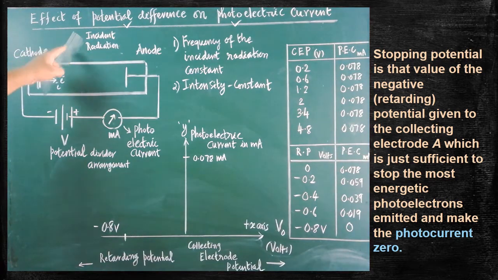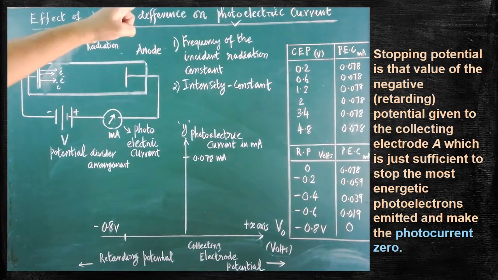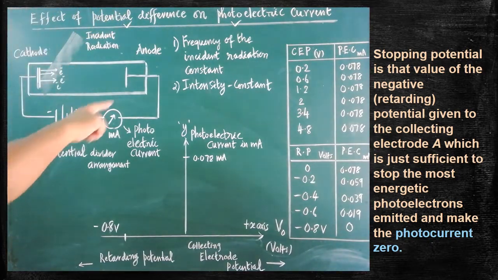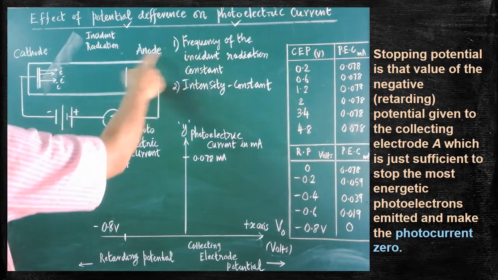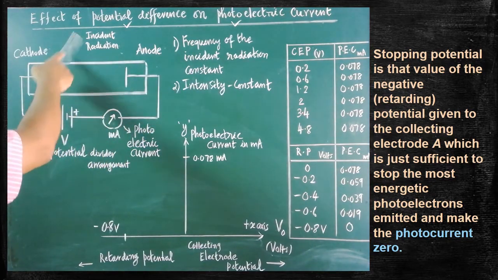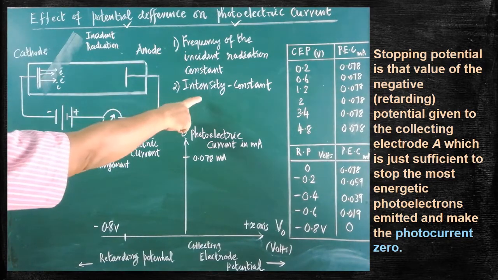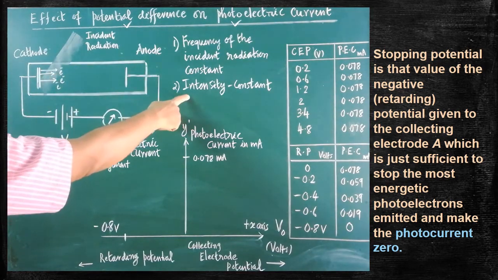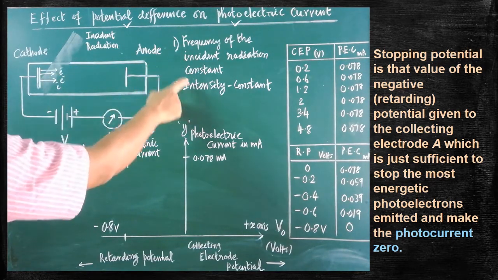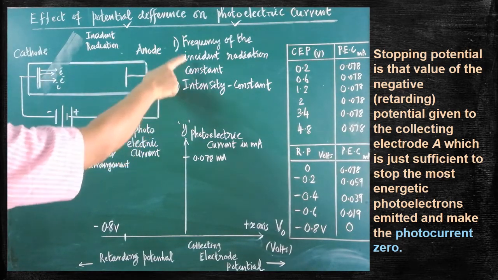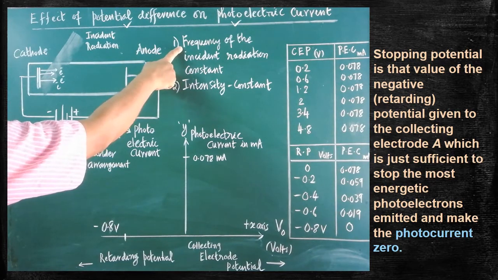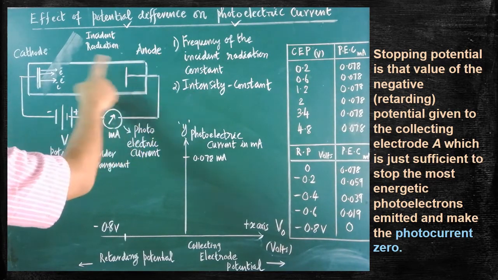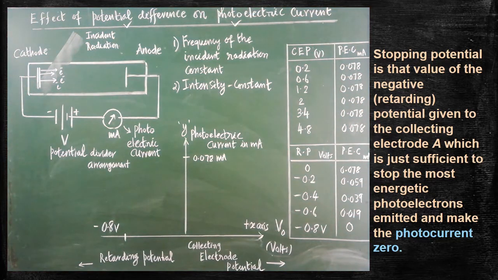The incident radiation frequency should not be altered while varying the potential difference and observing the photoelectric current. Which one should be kept constant? The frequency of the incident radiation must be constant. Initially, the intensity of the incident light also should be kept constant. Both factors, frequency and intensity of the incident radiation, must be kept constant.